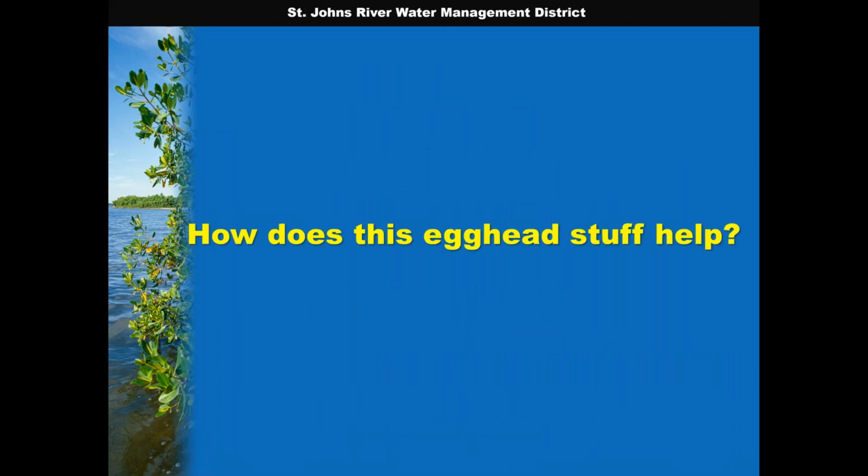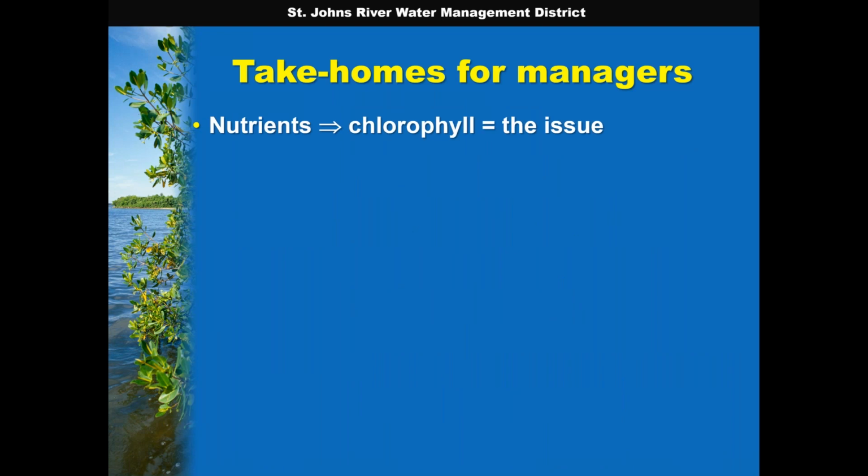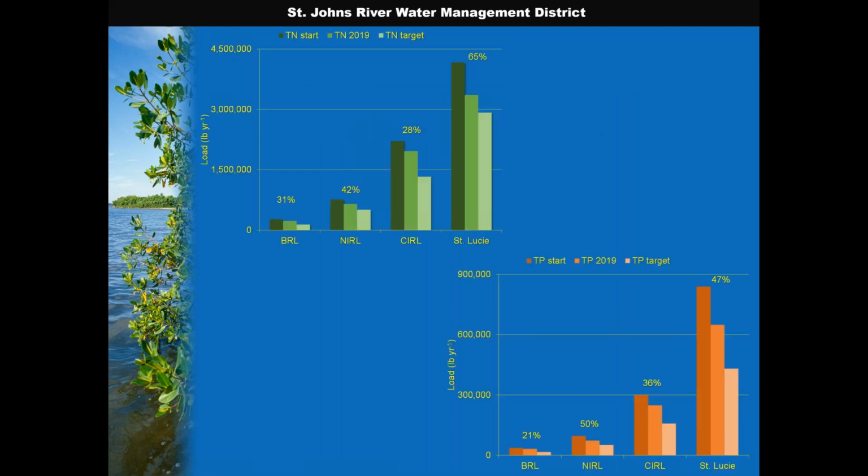So what does all this stuff add up to? Well, still it's nutrients leading to chlorophyll. That's probably the key issue, and that is being addressed in the lagoon. These are graphs showing you the loads of total nitrogen in the upper left and total phosphorus in the lower right. The bars go from the darker bar, which is where the loads were, to the medium colored bar, which is the load in 2019, and then the target. And so you can see we're somewhere between 21 and 65% of the way to the target.